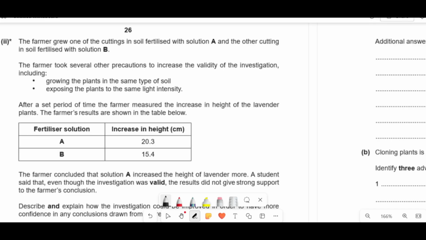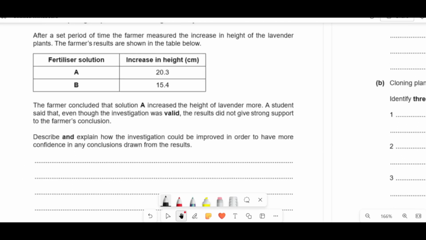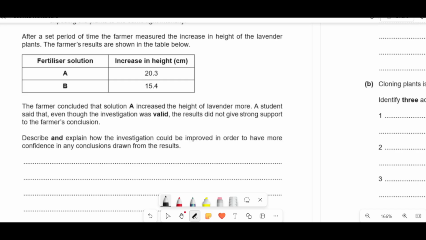The farmer grew one of the cuttings in soil with fertilizer solution A and then one with B. And then they took several other precautions to increase the validity of this, including growing the plants in the same type of soil and exposing them to the same light intensity. After a certain time period, they measured the increase in the height of the lavender plants, and the farmer's results are shown here.